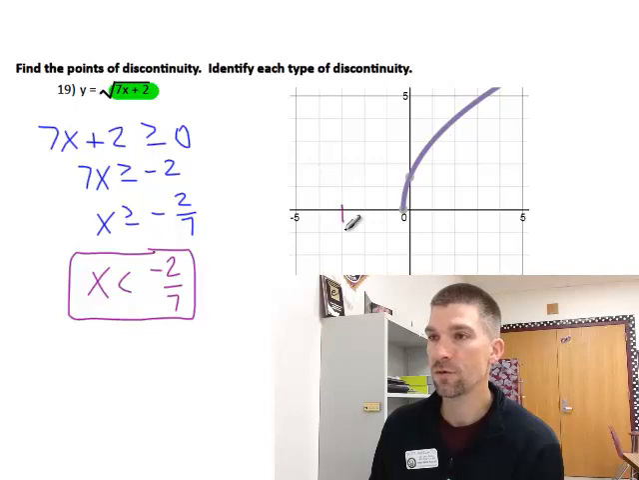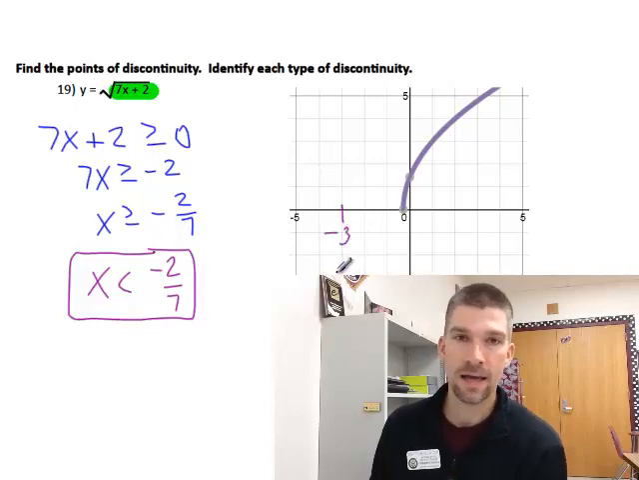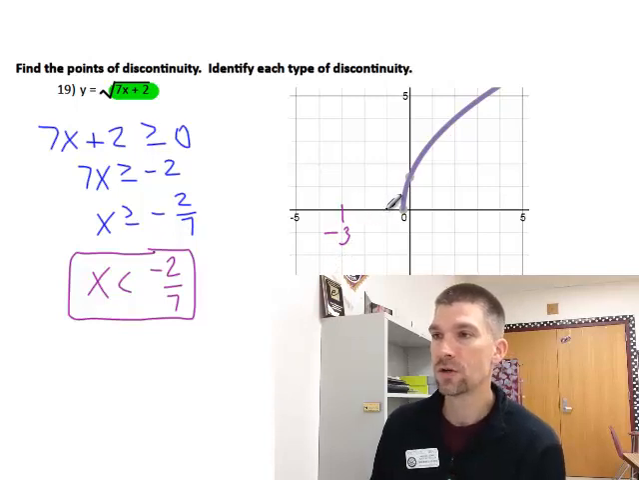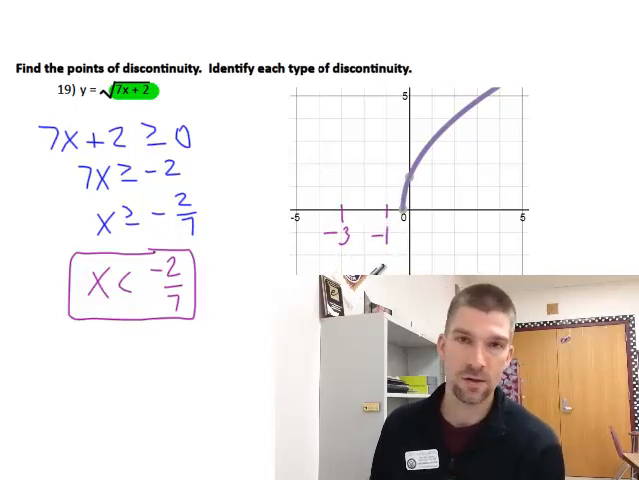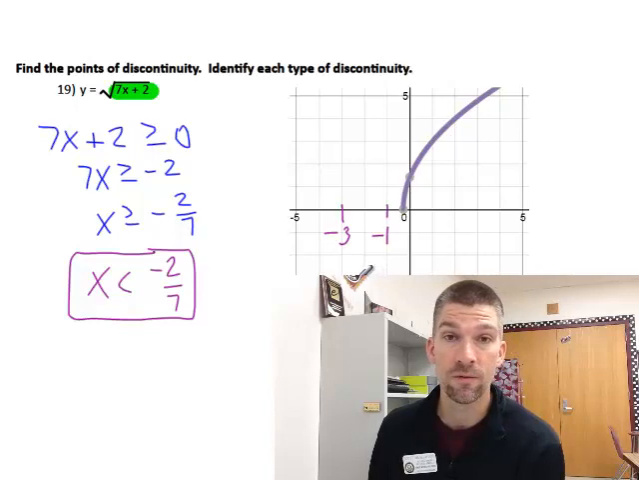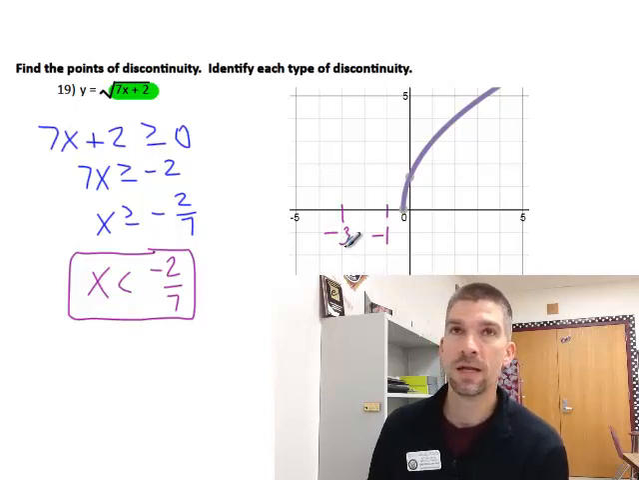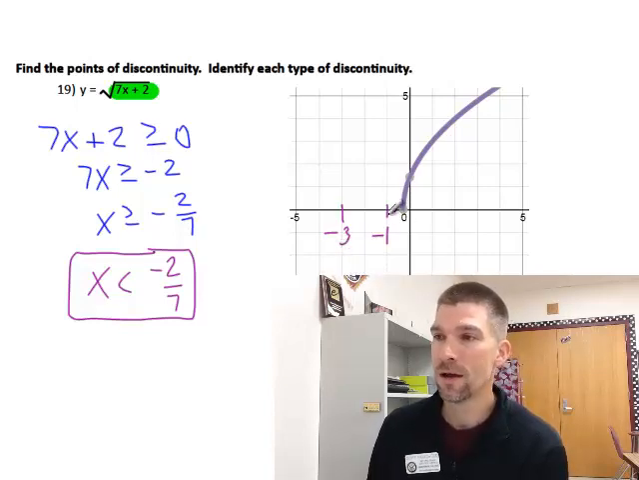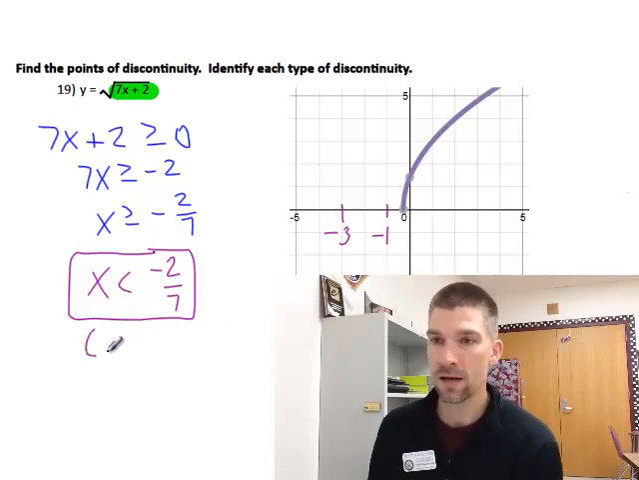like negative 3 in there, I can't do that for this graph. There's nothing available for me to see. Or if I try and put a negative 1 in there, I can't do that for this graph. There's nothing in there for me to see. And so that means that I'm discontinuous from negative 2/7 towards negative infinity. And we could even write it like this.